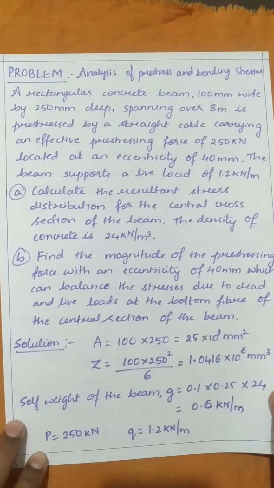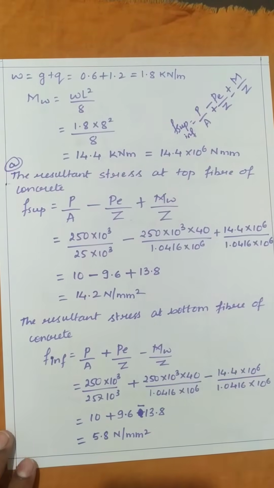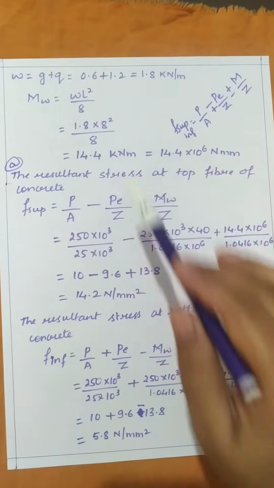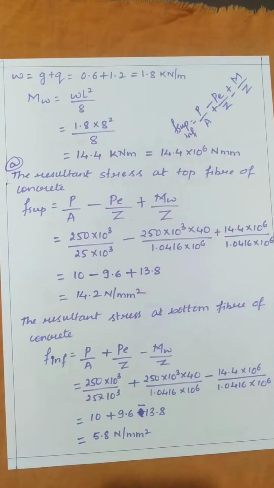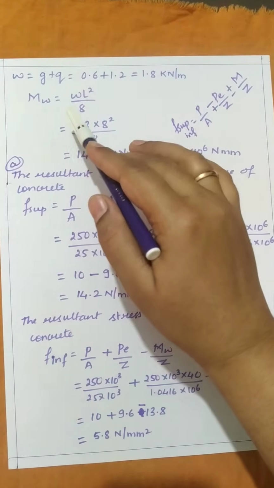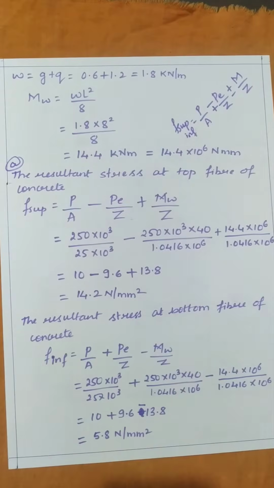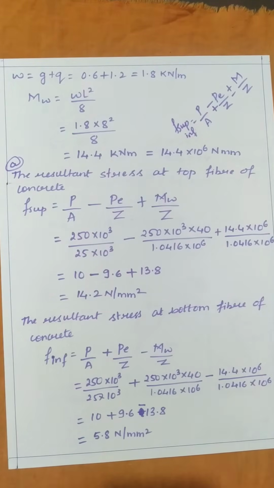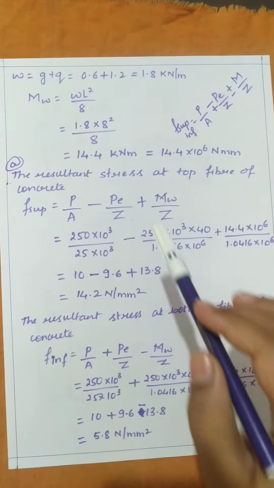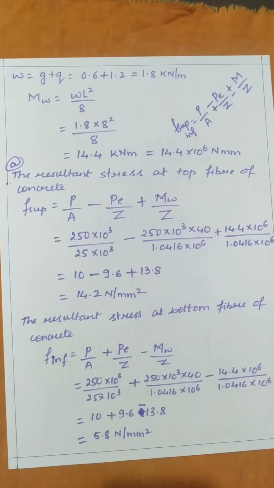Then the total weight W is equal to G plus Q. 0.6 plus 1.2, we get 1.8 kilonewton per meter. Then MW is equal to WL square by 8. 1.8 into span 8 meters, so 8 square divided by 8, we get 14.4 kilonewton meter.